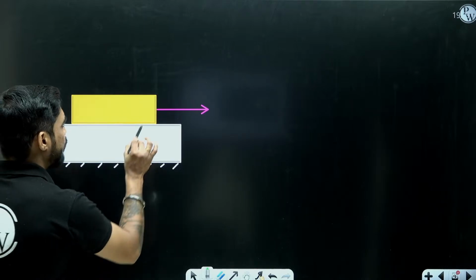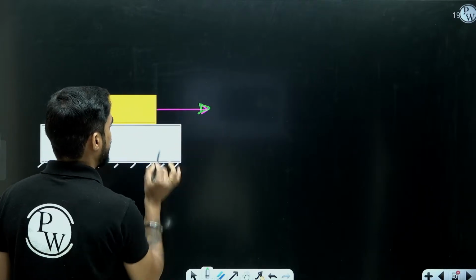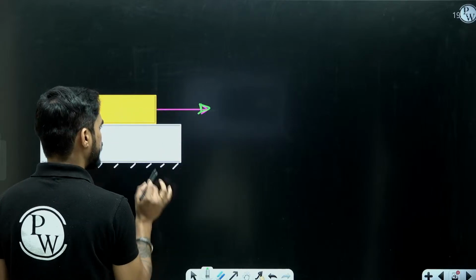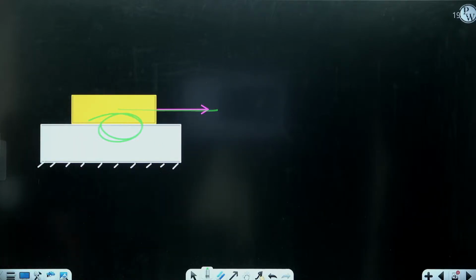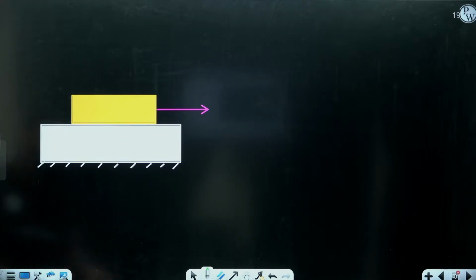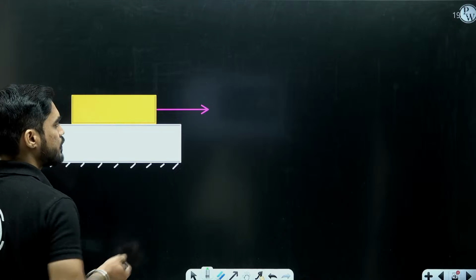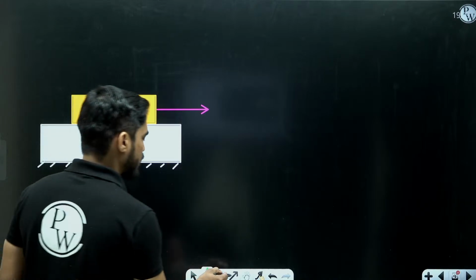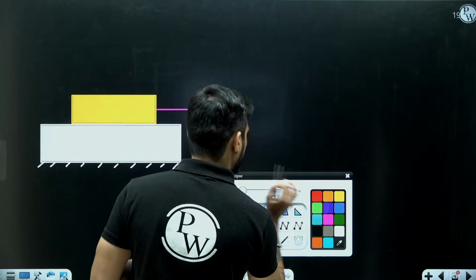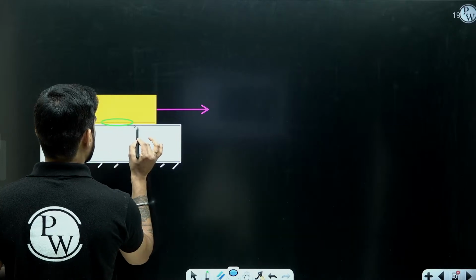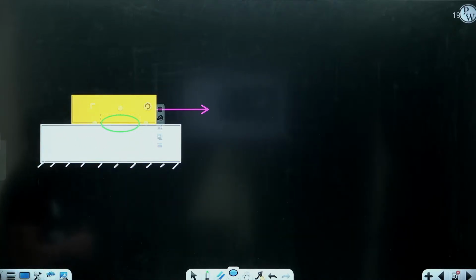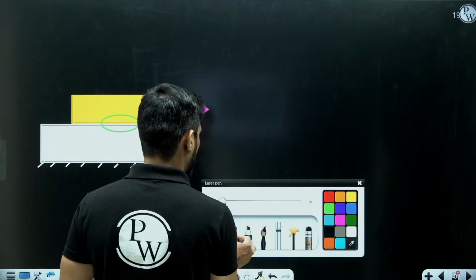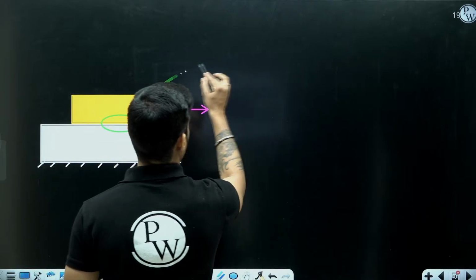So if I apply a force on this box towards right and it is not moving towards right, it means there must be some force acting between these two surfaces. Now how is that force being developed, because I am not applying that force, right? So how is that force developed? In order to understand that, you need to get under the microscope. You need to watch the surfaces under the microscope. So let's watch these surfaces under a microscope.